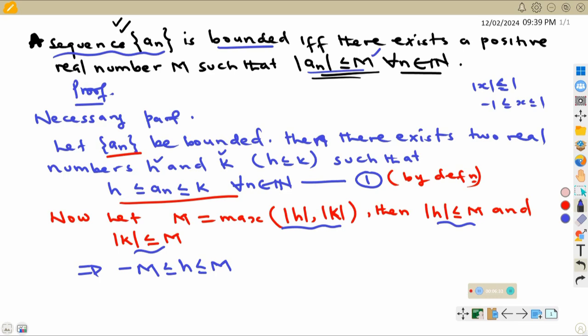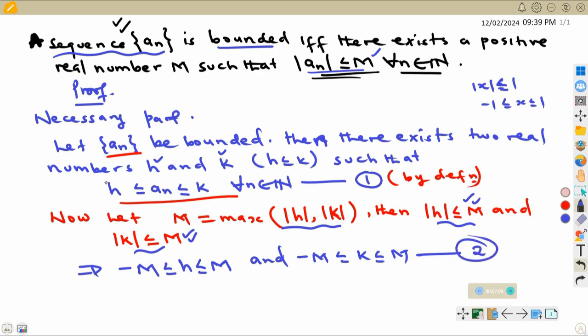So that is by definition, meaning that if I have a magnitude of h less or equal to m, it means I can write negative of m less or equal to h less or equal to m. And at the same time, for this one here, I can also write negative m is less or equal to k, which is less or equal to m. I can write this by the definition of magnitude of a number. So let us have this one as equation number 2.